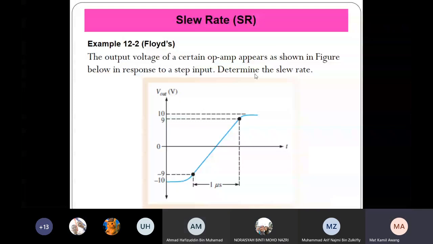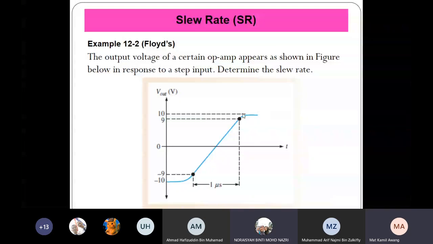The output voltage of a certain op-amp appears as shown in the figure below in response to a unit step function. Determine the slew rate. So basically this is the given output. The input is a step function, and this is the output, which from minus 10 volts rises up to the plus 10 volts in this function.